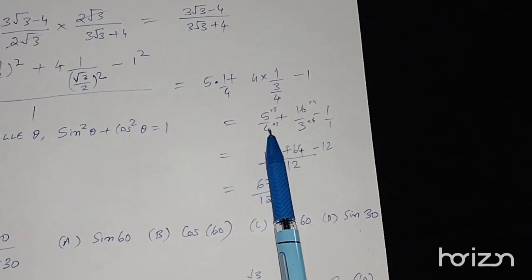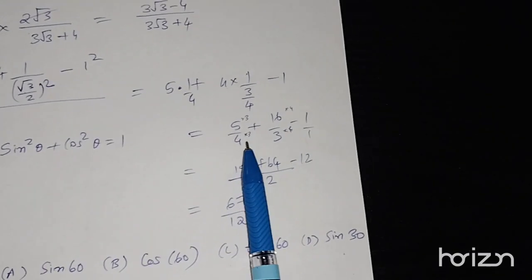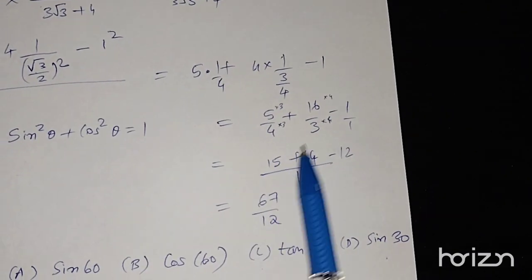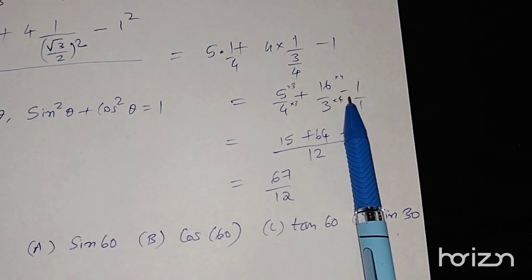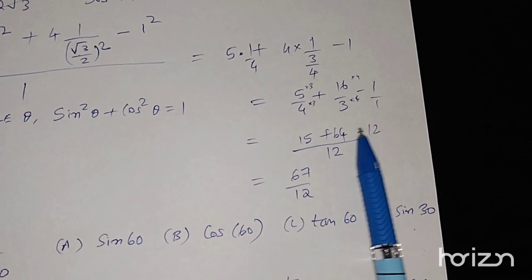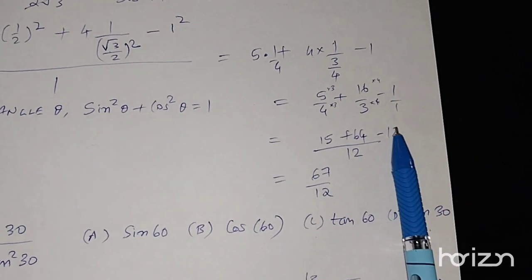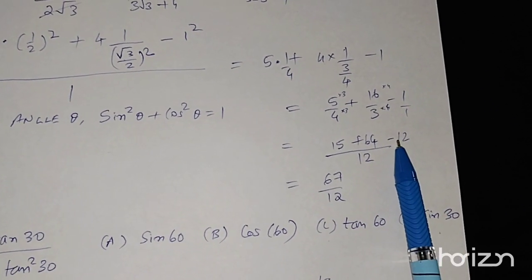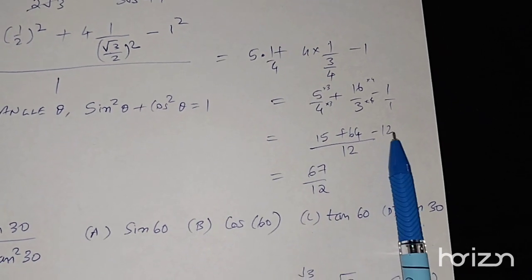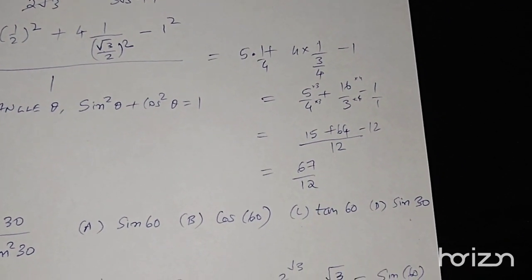So 12 is the LCM. To make this 12, we have to multiply both the denominator and numerator by 3. So 5 3s are 15, and to make this 12, we have to multiply both the numerator and denominator by 4. So 16 4s are 64, and here 12. So we have put 12 here, 12 here. Since there is a minus sign here, it's minus 12. So 15 minus 12 is 3, 3 plus 64 is 67. 67 by 12 is the answer.